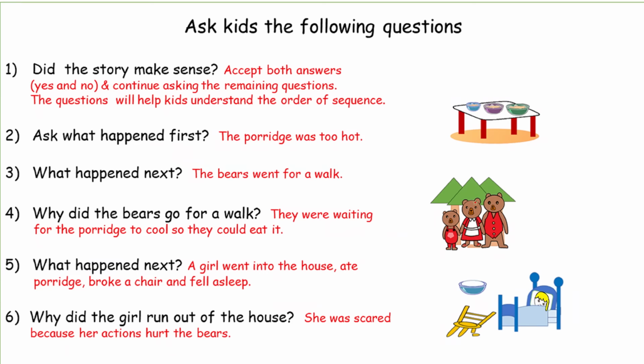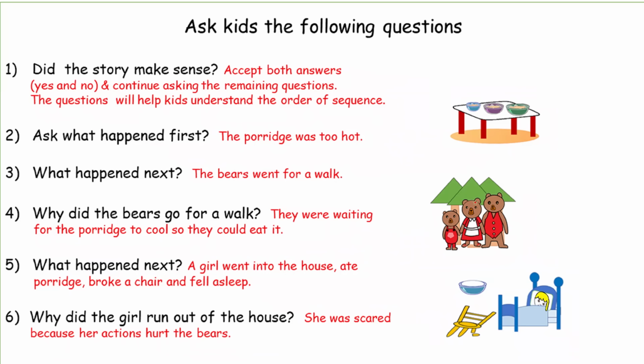Now ask kids the following questions to check for understanding. And it is fine if kids need to go back and reread sections of the story. Number 1, did the story make sense? Accept both answers, yes and no, and continue asking the remaining questions. The questions will help kids understand the order of sequence.